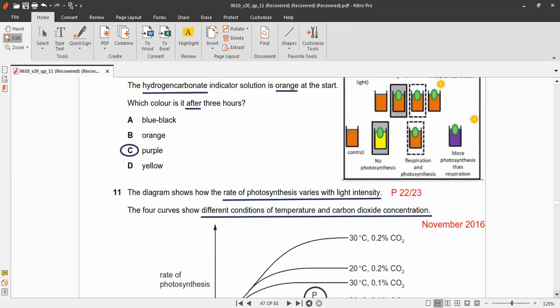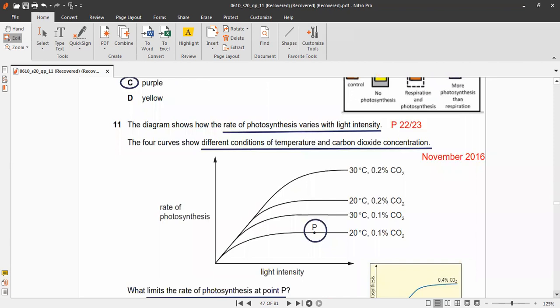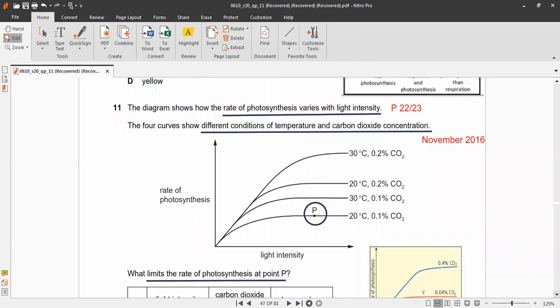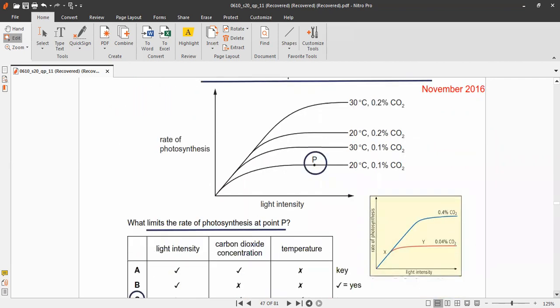The diagram shows how the rate of photosynthesis varies with light intensity. The four curves show different conditions of temperature and carbon dioxide concentration. What limits the rate of photosynthesis at point B? At point B, like this point, what happens? First, at point X, the light is limiting.